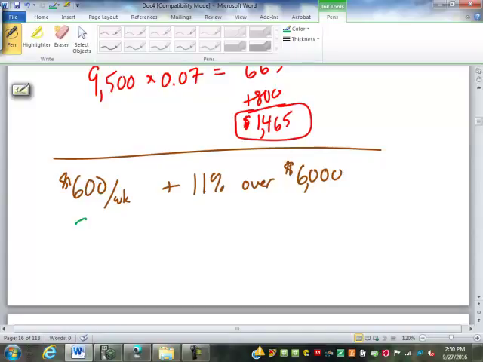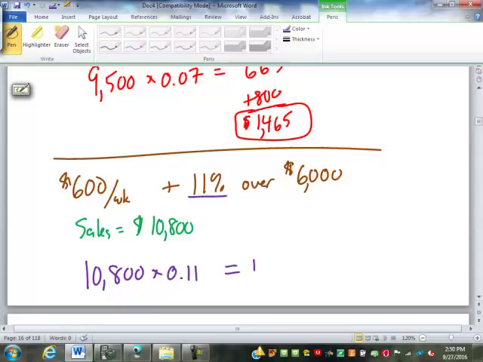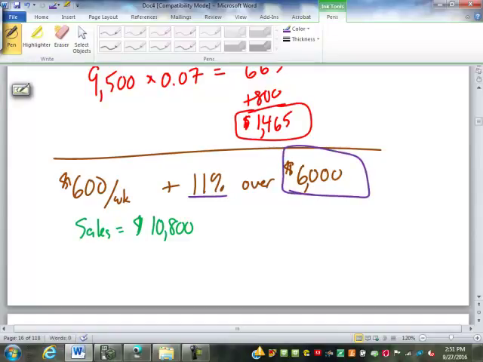So let's say you have a week where your sales are $10,800. So your commission is the 10,800 times what? 11% is 0.11, which is going to give you $1,188, right? Or wouldn't it be 4,800 is what we take commission on? Ah, good catch. Why couldn't I do that? You only get commission on what's over 6,000.